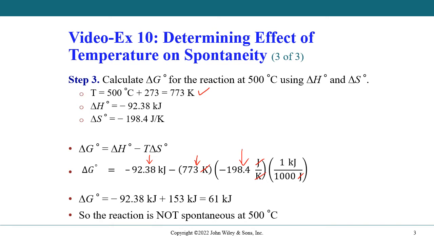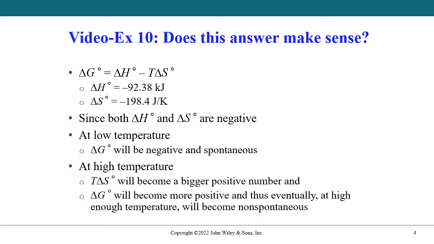And when we calculate now the delta G, we end up with a value of 61 kilojoules. So you'll see now at 500 degrees C this reaction is not spontaneous. Right? So does this answer make sense?